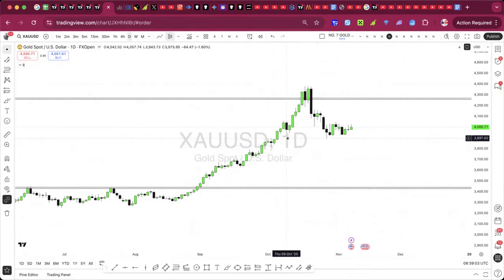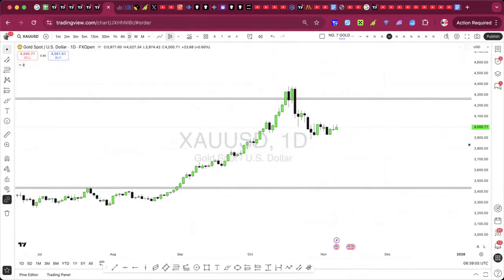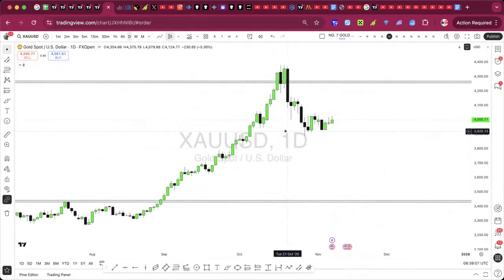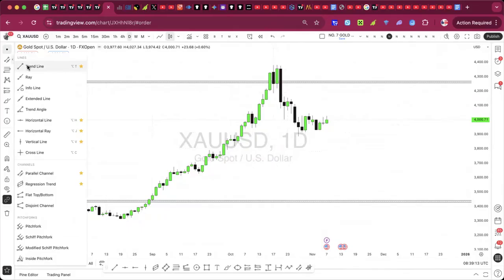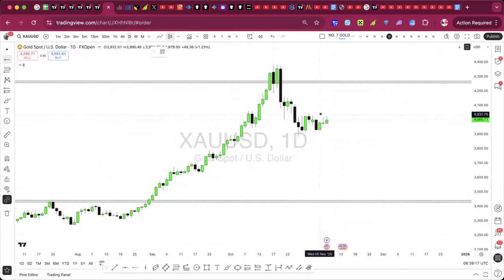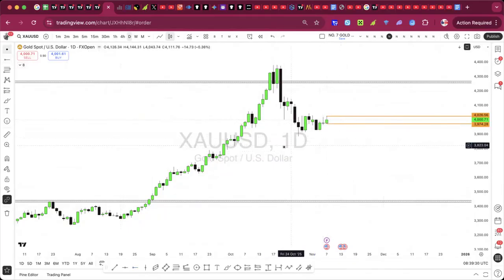So now what do we do? I said what I do on a daily time frame: I come to check the previous day's low and high of the candle. Then I use my horizontal ray to mark it. So if you look at it, this one is the high, and the low is this one, because that is the previous day.